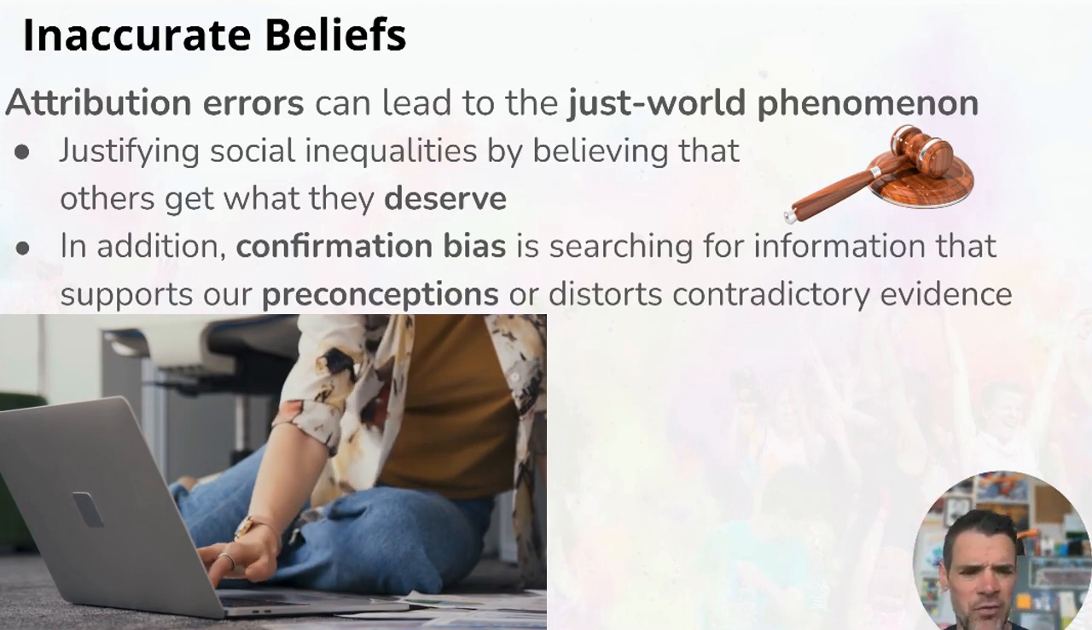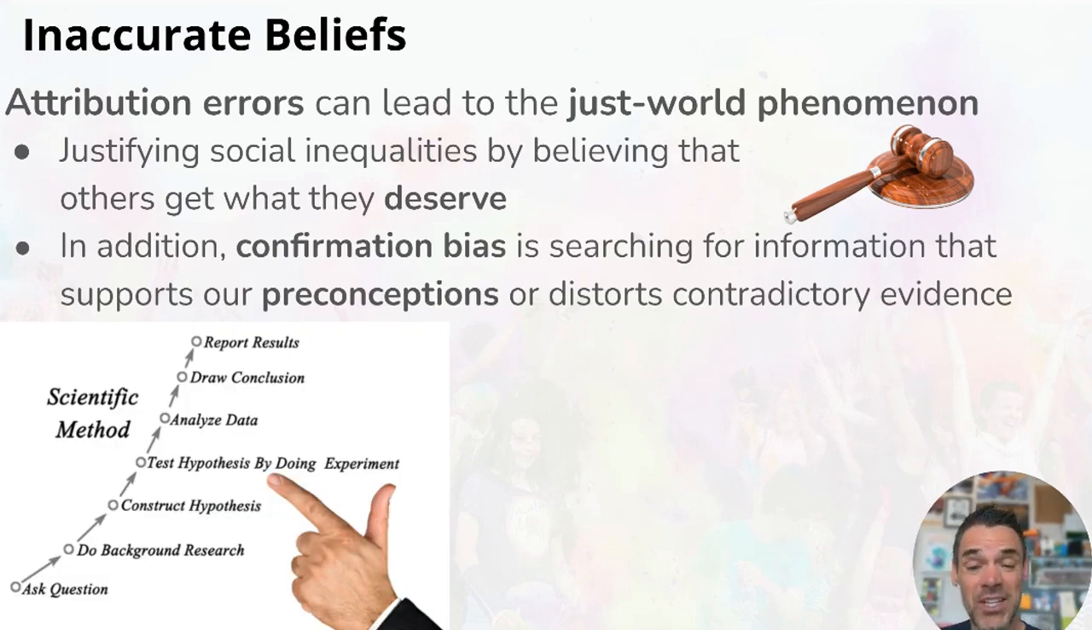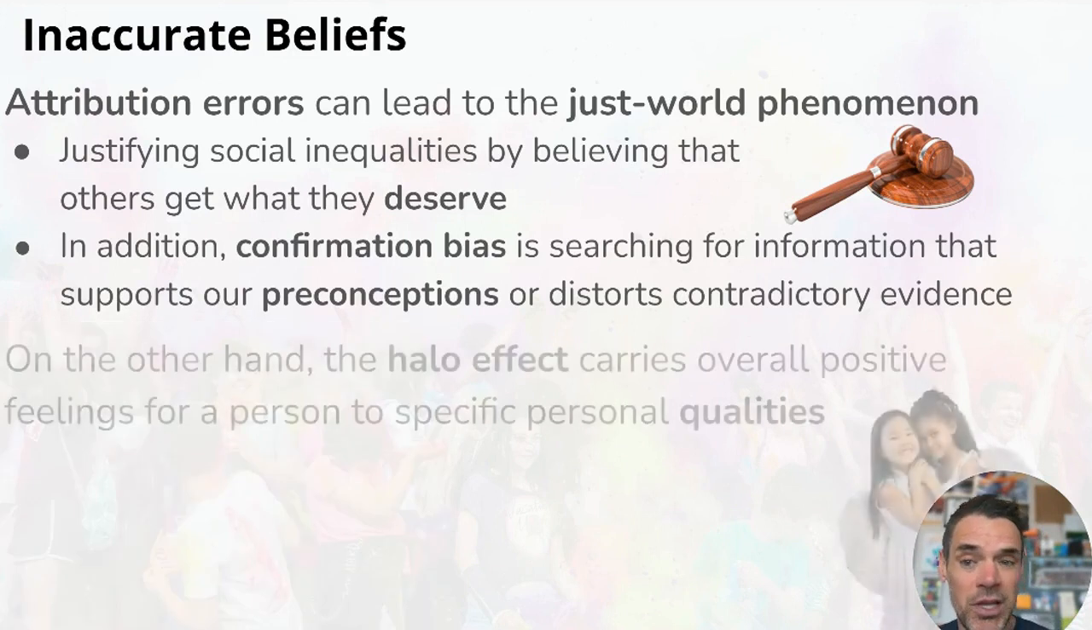If you get an argument with a friend, you're like, I know this is true. So you get on the internet, you're looking for stuff that supports your arguments or goes against their arguments rather than the other way around. The other way around is good science. We want to look for things that disprove our beliefs, but that's not what we do with confirmation bias.